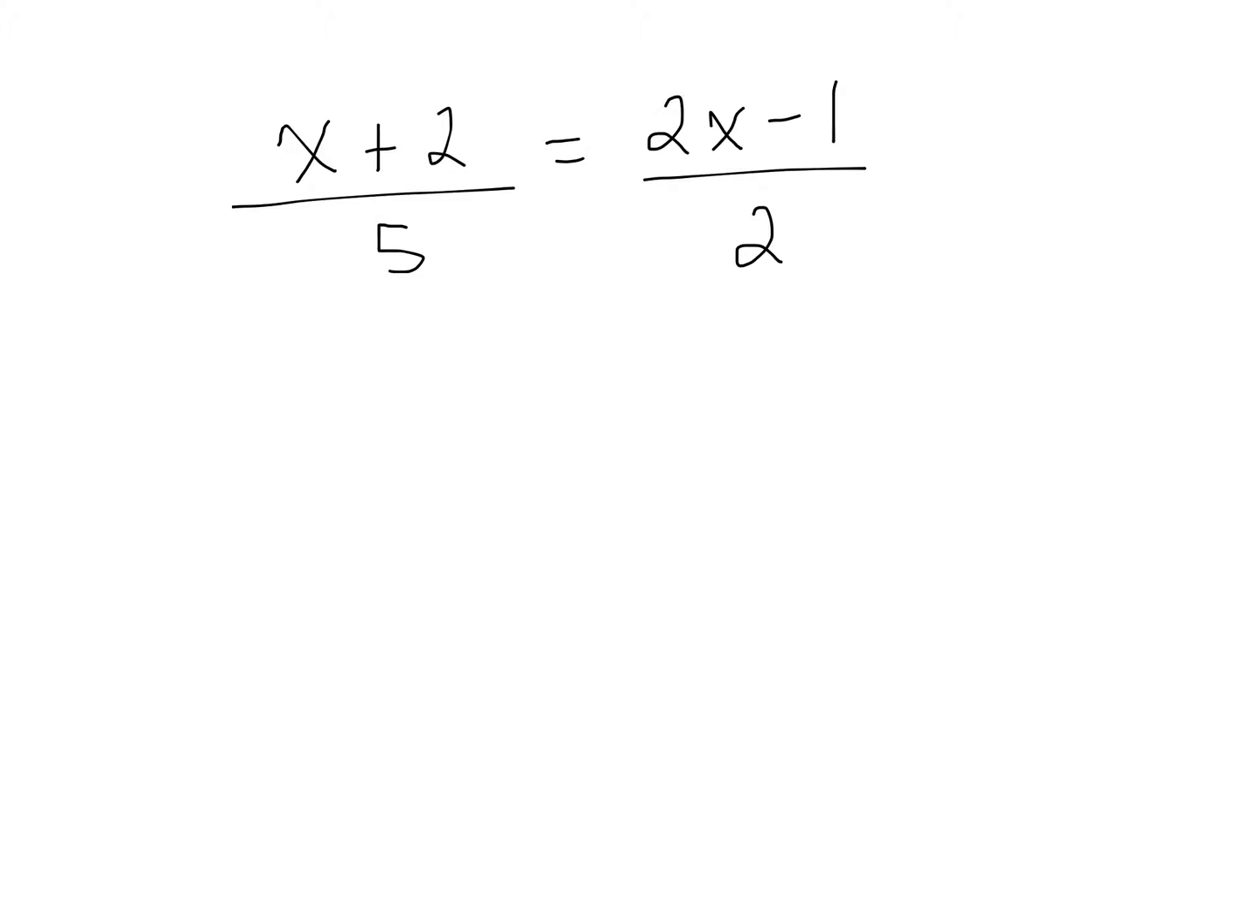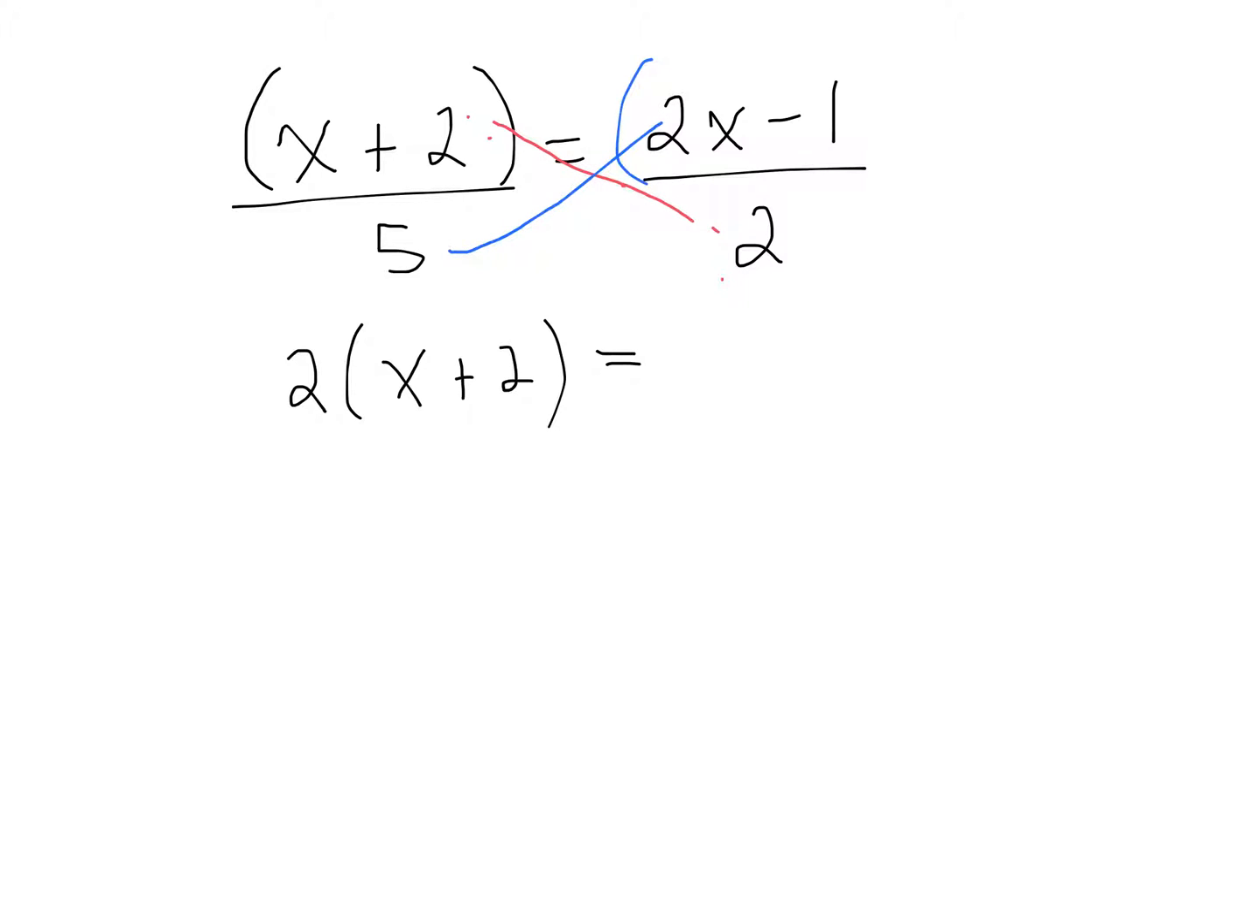If we cross multiply, we're taking this and I'm multiplying it by 2. So how would I write x plus 2 times 2? How can we write that? Good. 2 bracket x plus 2 means x plus 2 times 2, right? Equals, you see? Now I'm going to multiply 5 times 2x minus 1. How would I write that? 5 bracket 2x minus 1.